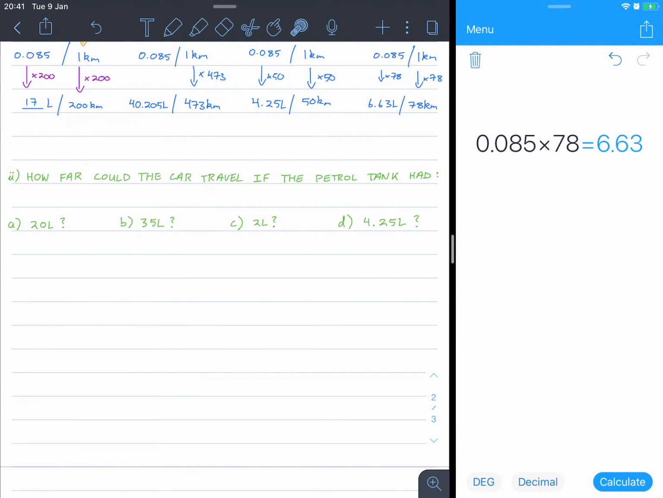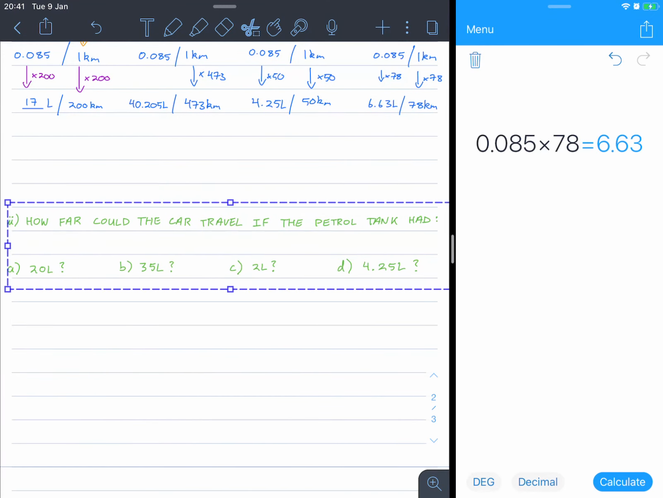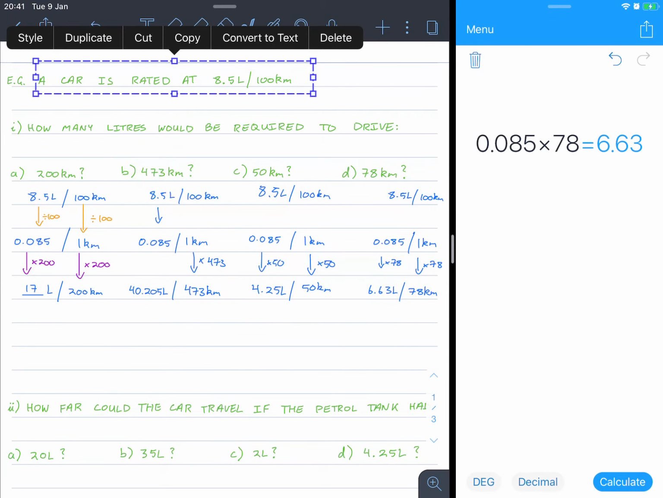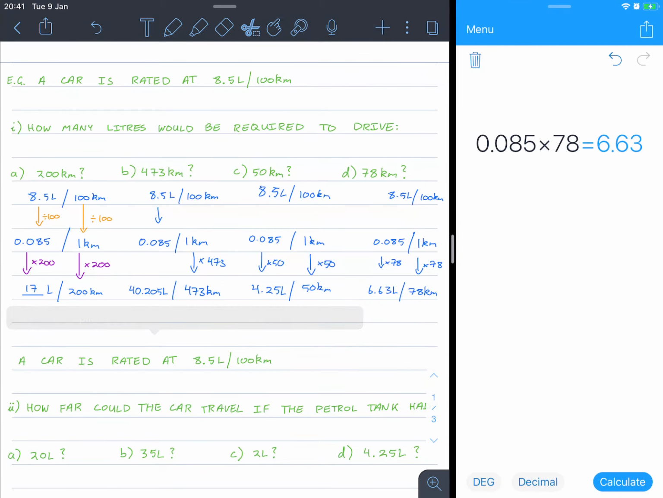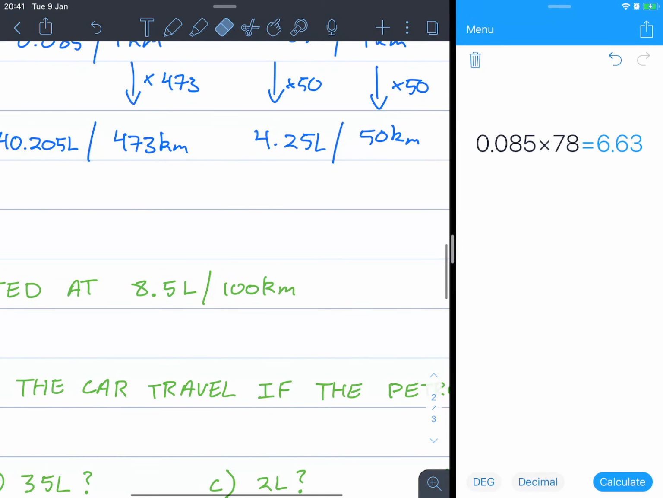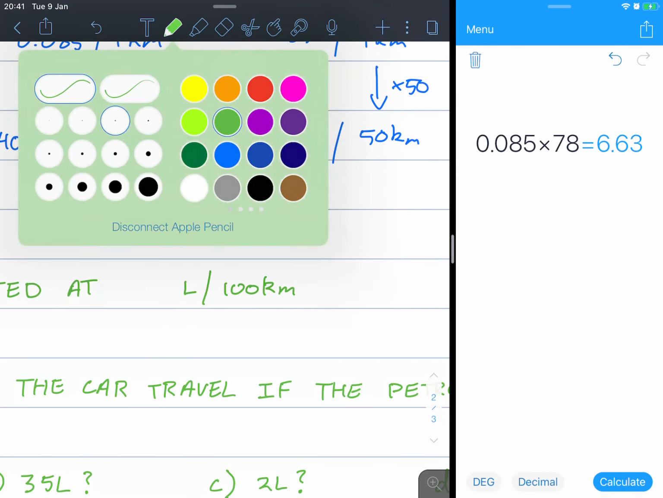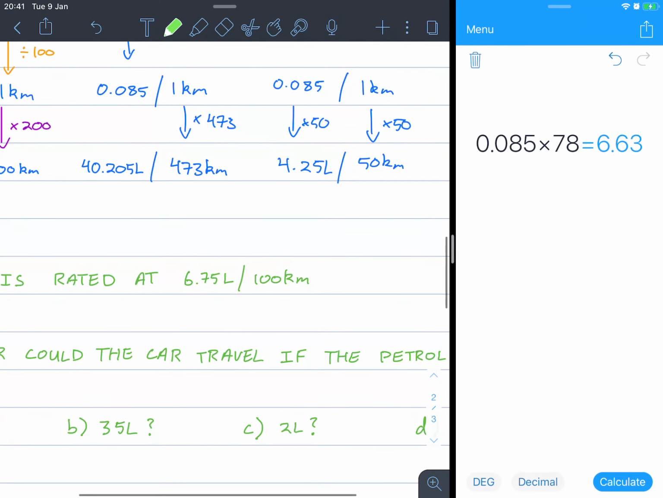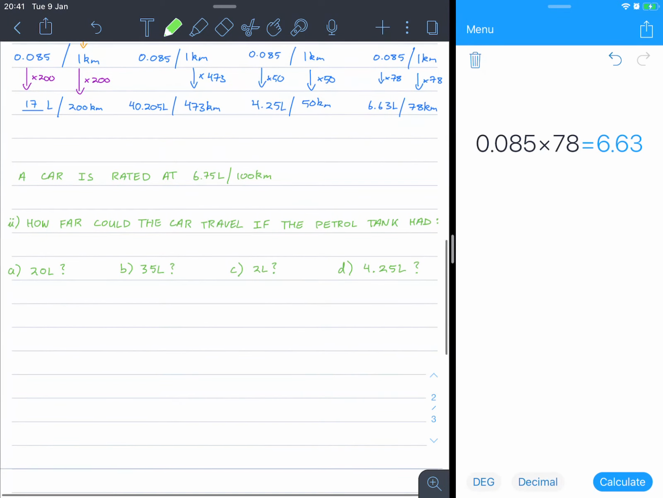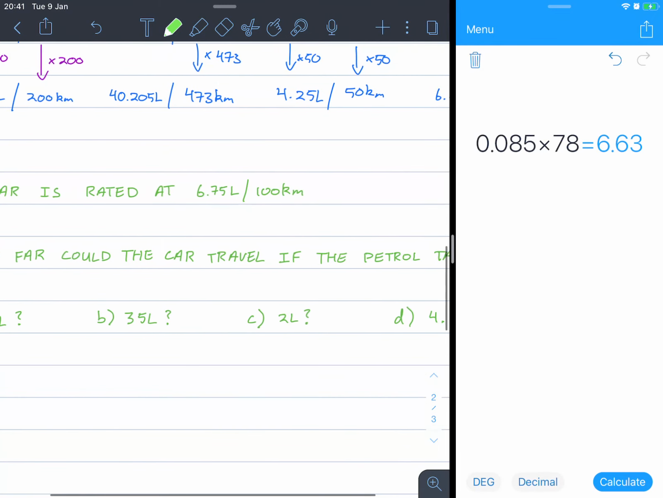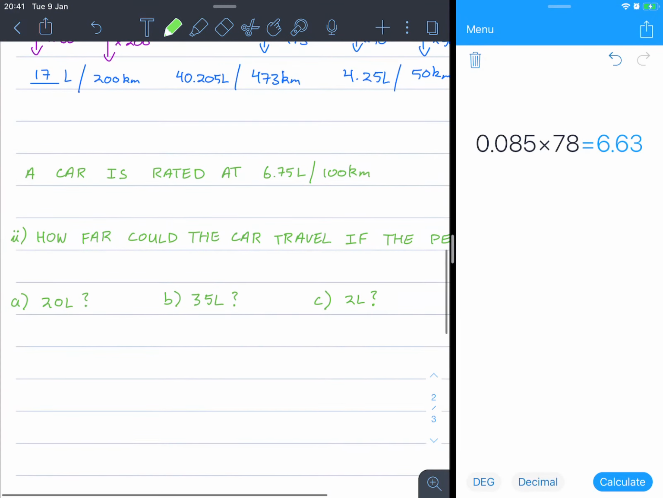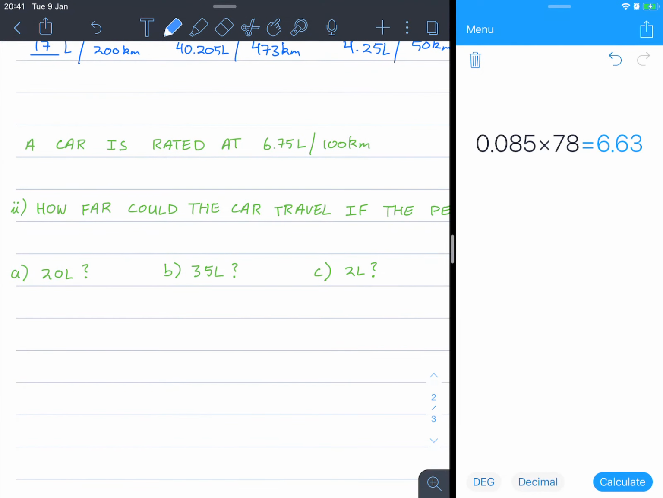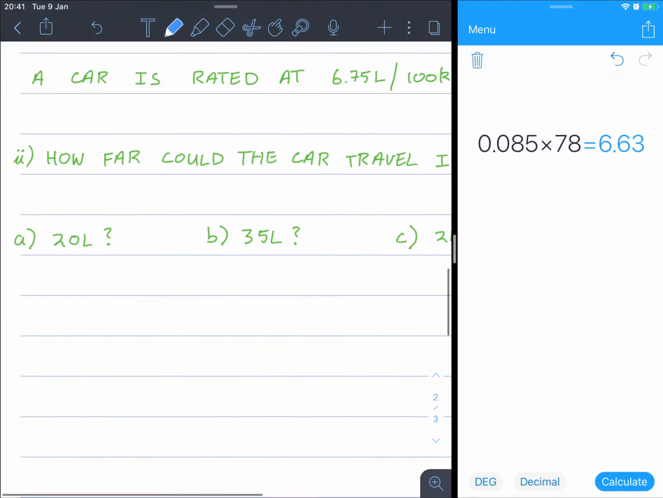Now, for the purposes of this video, just so that we can vary the numbers a little bit, let's say that a different car, I was planning to use the exact same numbers, but let's say the different car is rated at 6.75 liters per 100 kilometers. Okay, how far could the car travel if the petrol tank had only 20 liters? Okay, I realize that this will fuzzy up the numbers a little bit, but it's still going to be the same. So let's take a look.